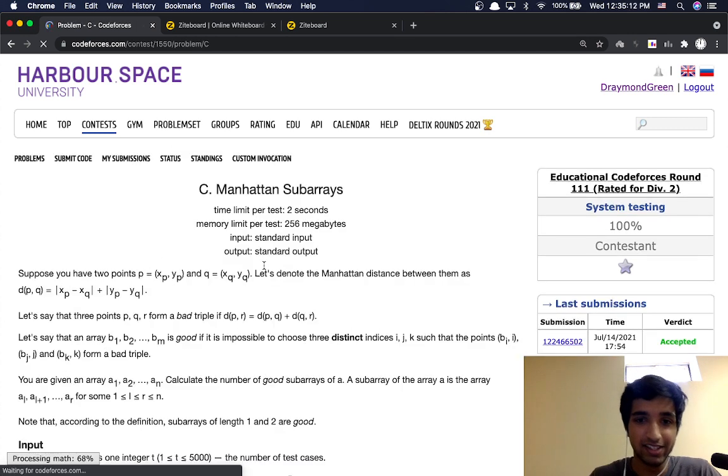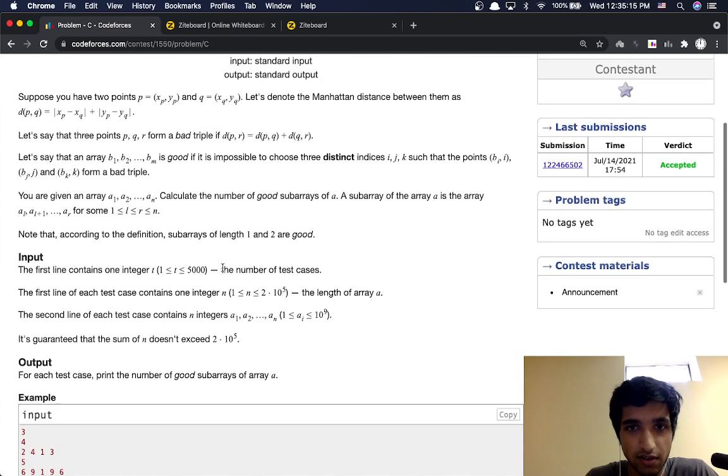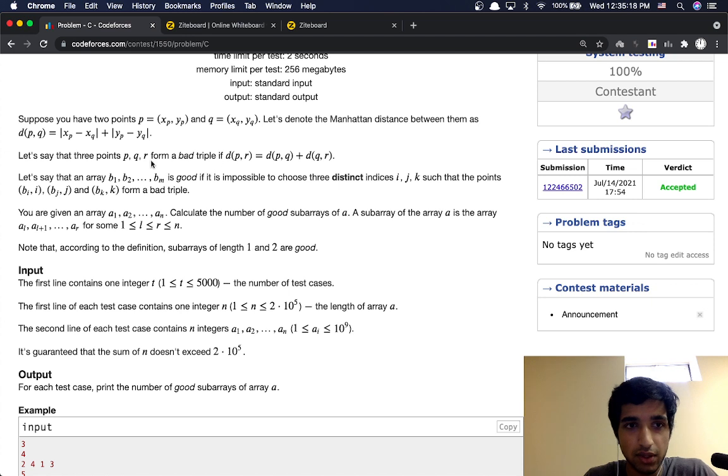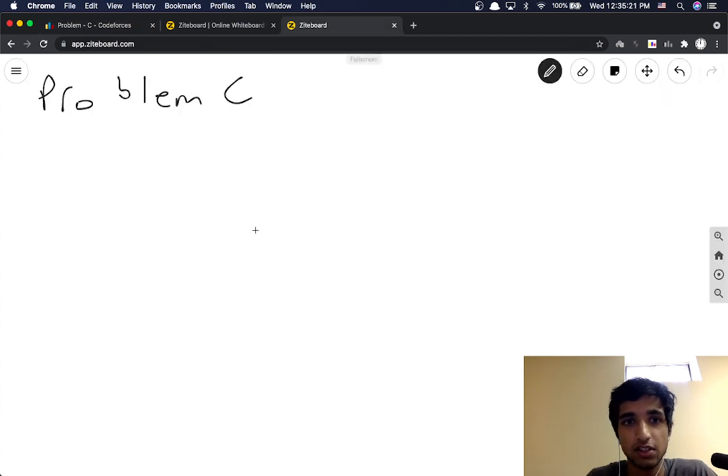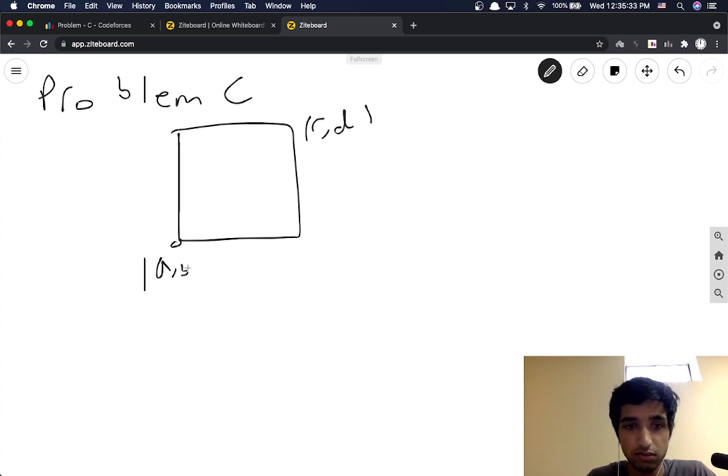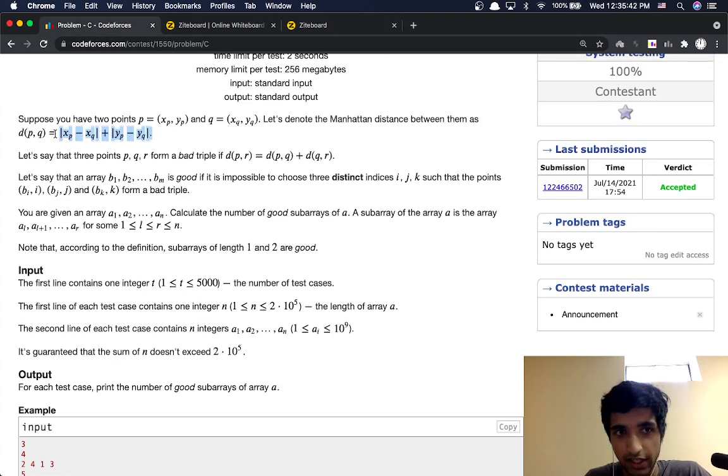Okay, Manhattan subarrays. This problem I thought was pretty nice. So we have the definition of Manhattan distance. If you don't know what that is, let's say you have points (A, B) and (C, D). Manhattan distance is just the difference in the x's plus the difference in the y's. It's defined here. So 3 points form a bad triple if the Manhattan distance of P and R equals the sum of the Manhattan distance of P and Q plus the Manhattan distance of Q and R.